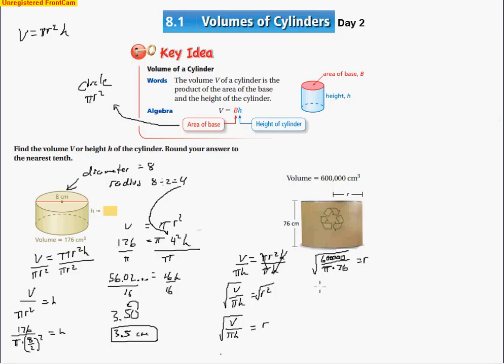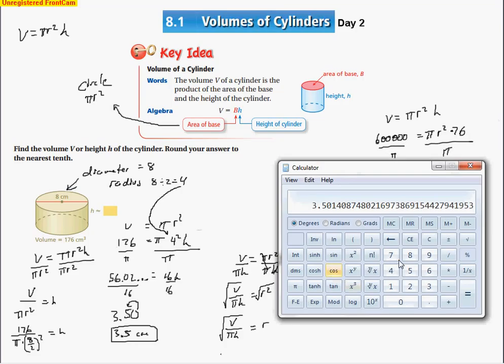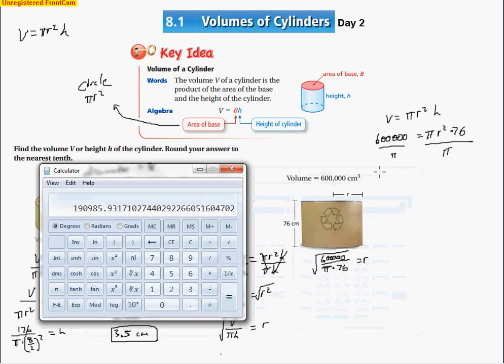Now, using just the plugging in method, it goes this way. Volume equals pi r squared h, and just substitute your numbers. 600,000 equals pi r squared, don't know what r is, times 76. So I divide by pi first, and when I do that work, 600,000 divided by pi equals, and then I get this number here, 190985.